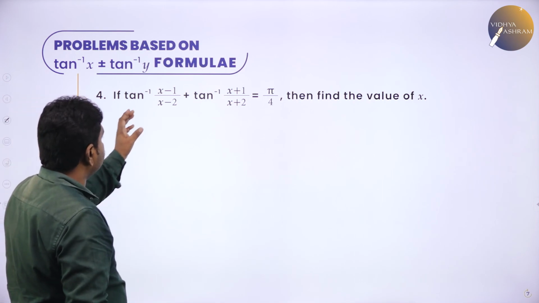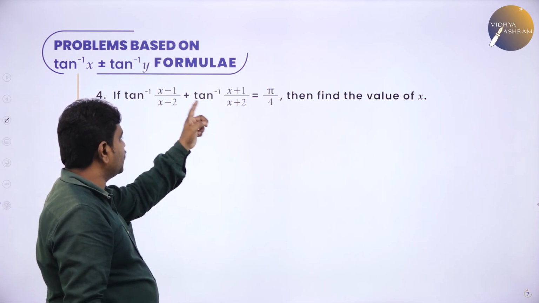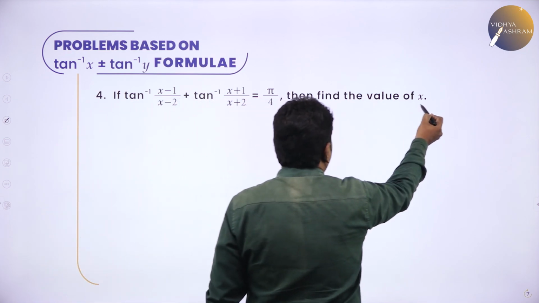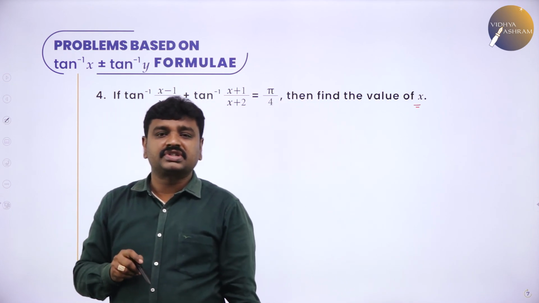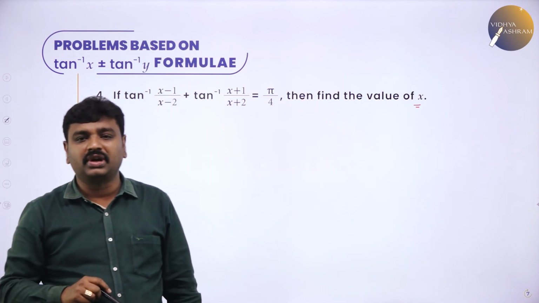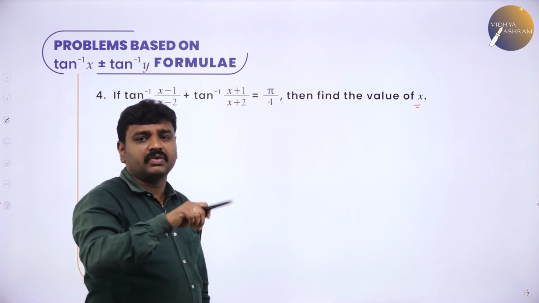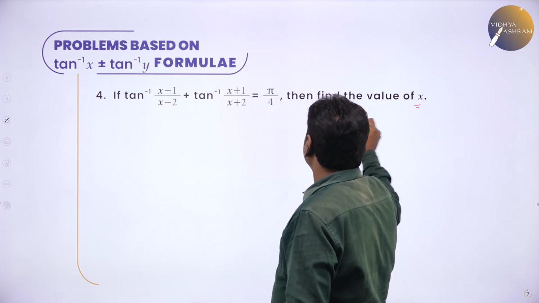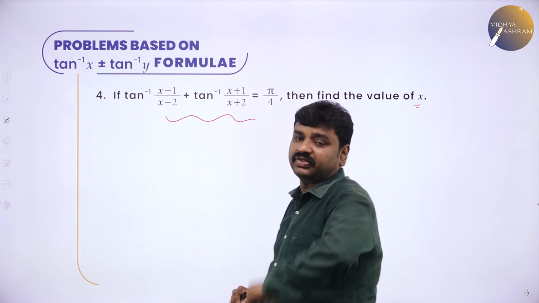Then we have solving. So if tan inverse of x minus 1 by x minus 2 plus tan inverse of x plus 1 by x plus 2 is pi by 4, they'll ask you to find the value of x. In order to find the value of x, again we have to use the tan inverse x plus tan inverse y formula. What is tan inverse x plus tan inverse y? Tan inverse of x plus y by 1 minus xy. Here they are not asking you to prove it as pi by 4, but they have given a statement like this and you need to find the value of x for this.